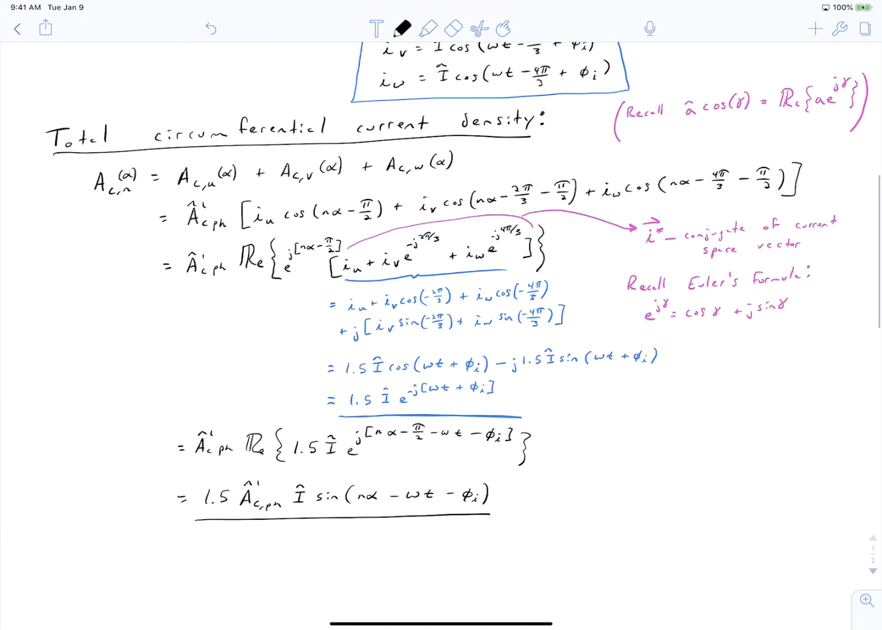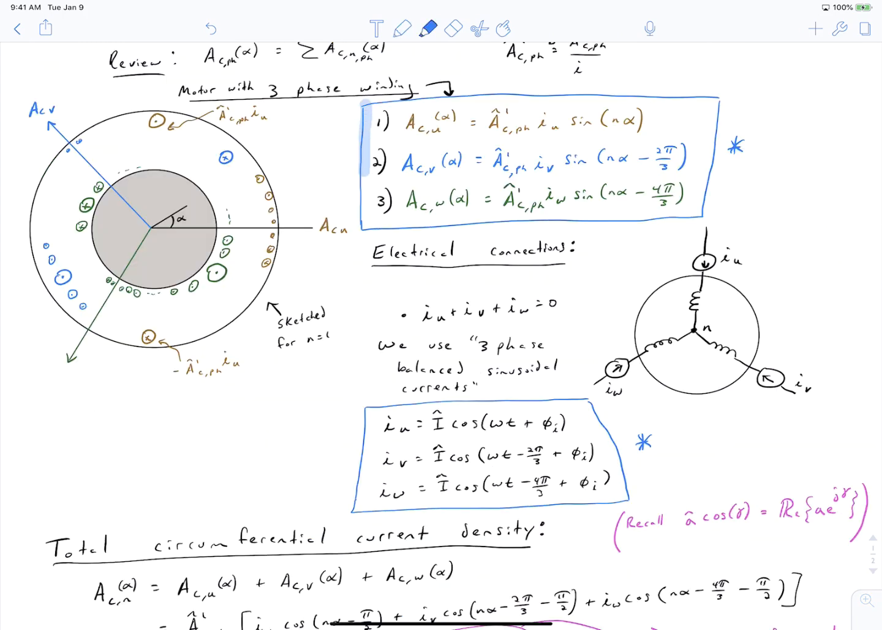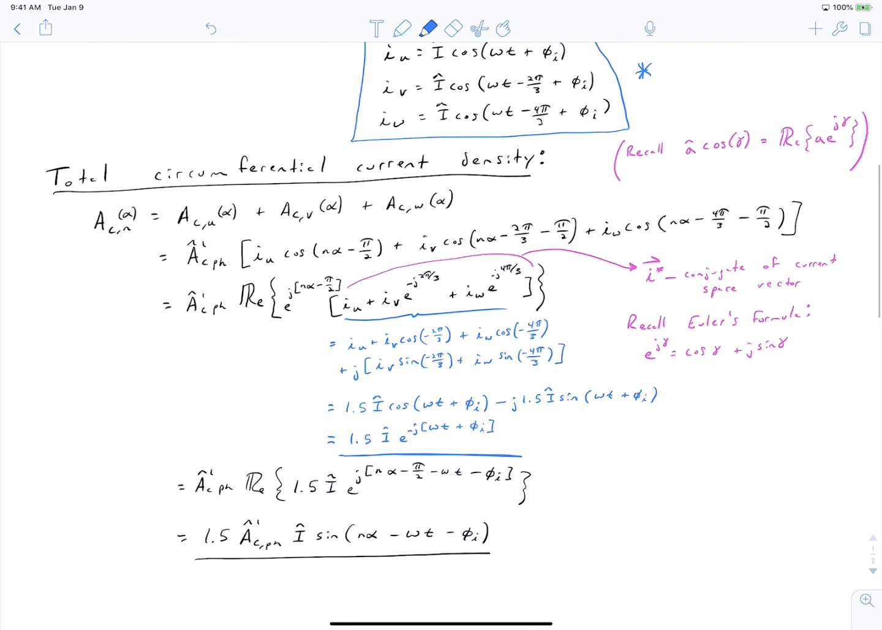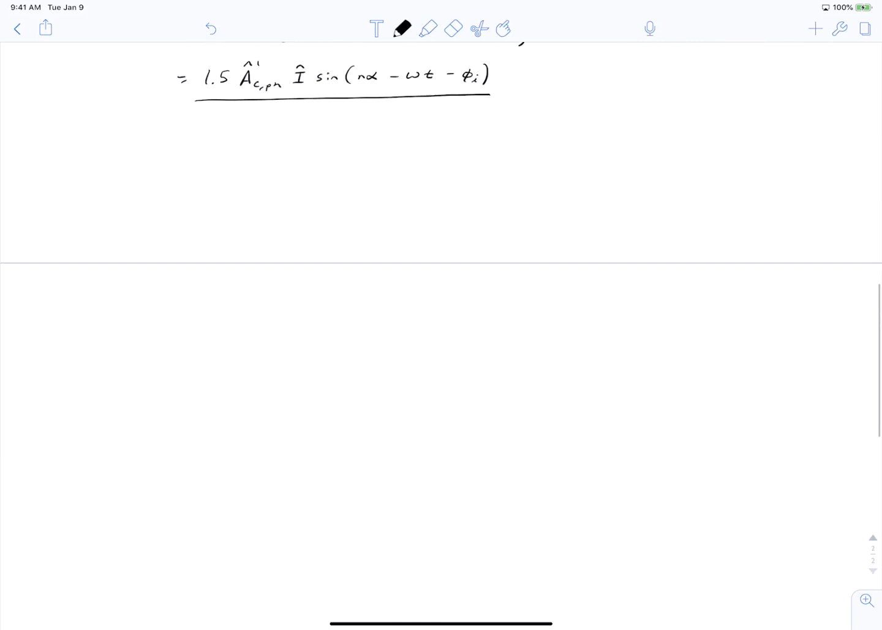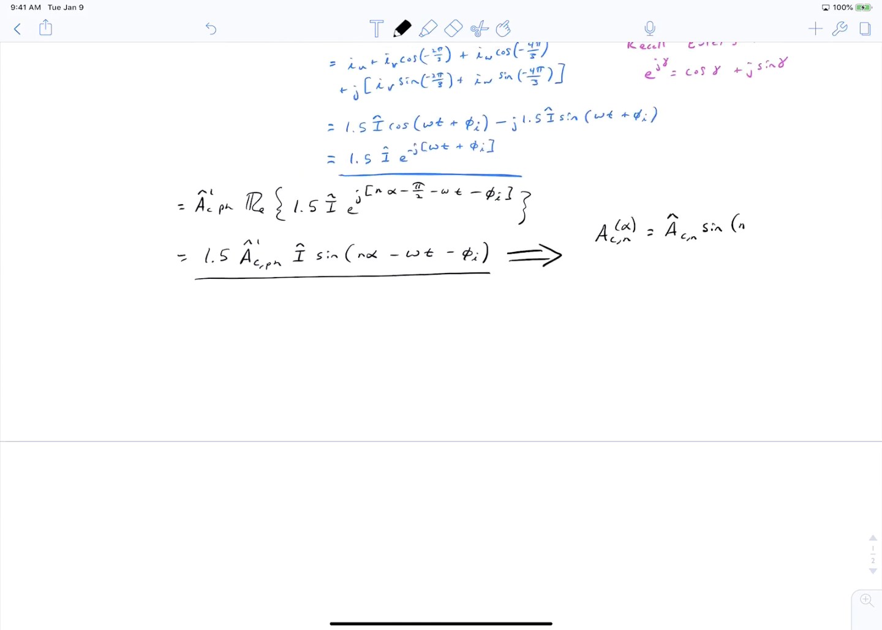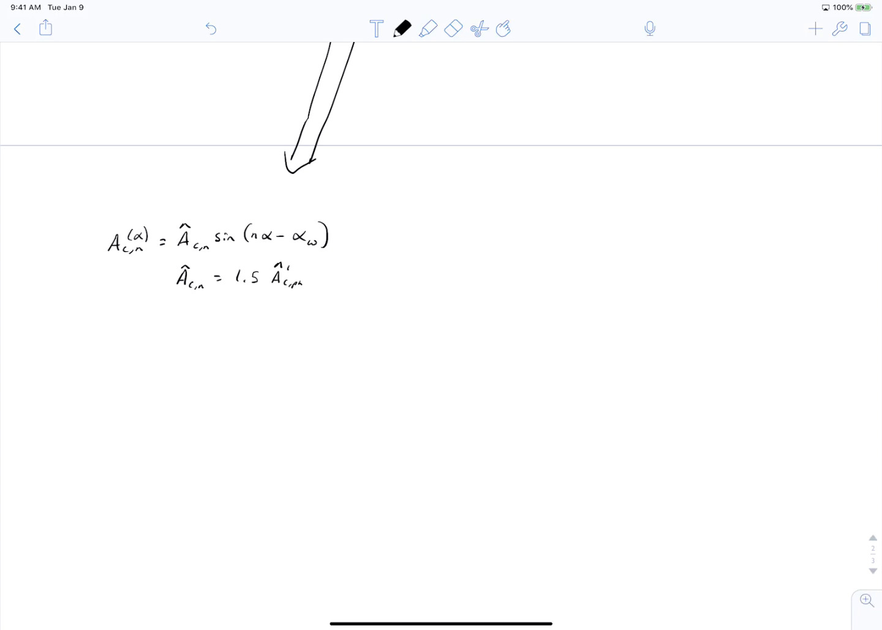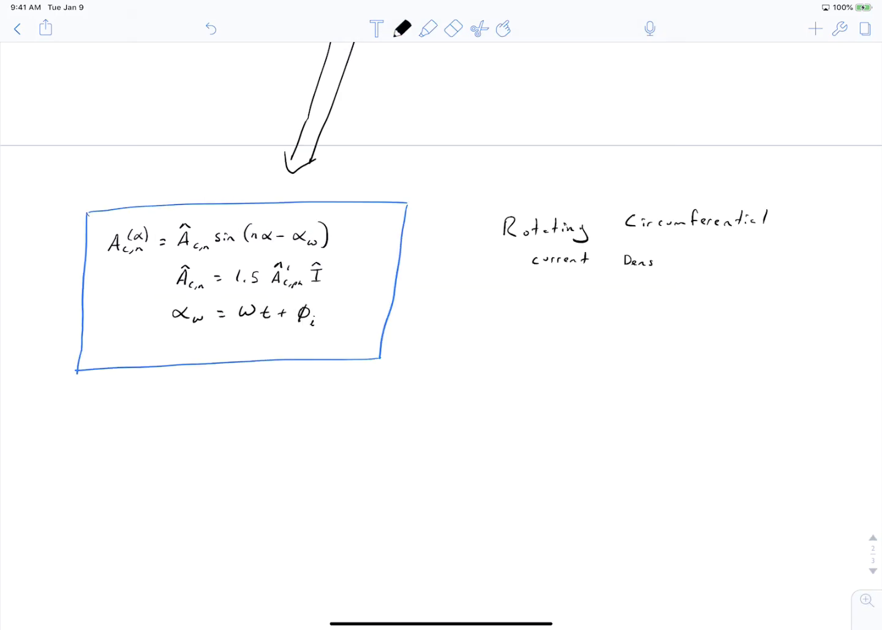This shows that we went from having these three distinct current densities excited by sinusoidal currents, to creating an equivalent current density in the air gap that rotates with time. So we can summarize this expression as follows, with our conclusion being that three-phase symmetric windings, polyphase windings, plus balanced sinusoidal currents give us a rotating circumferential current density, an equivalent rotating circumferential current density.